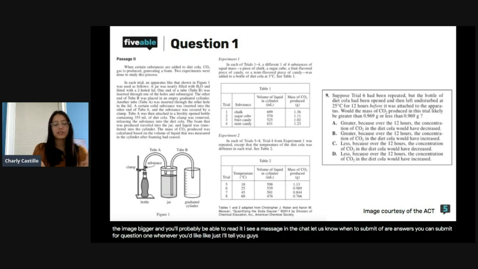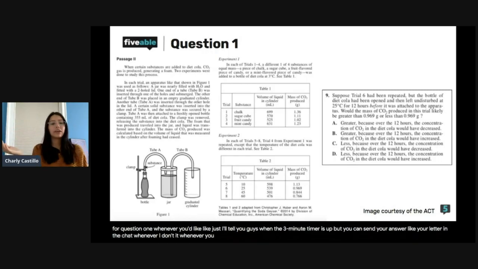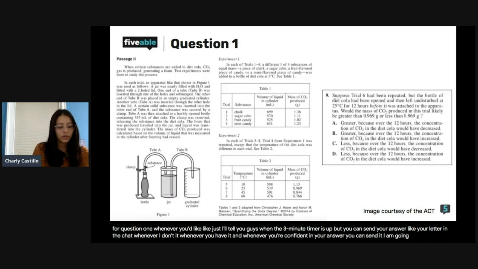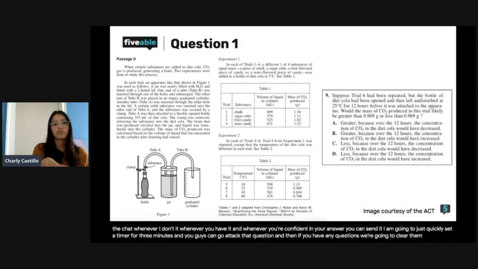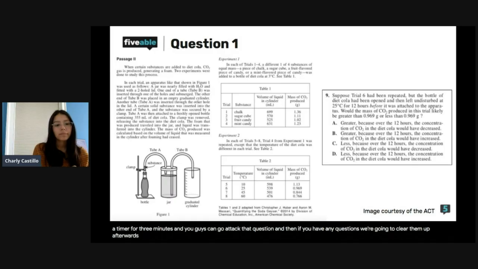I'll tell you guys when the 3-minute timer is up, but you can send your answer, like your letter, in the chat whenever you have it and whenever you're confident in your answer. I am going to quickly set a timer for 3 minutes, and you guys can go attack that question. And then if you have any questions, we're going to clear them up afterwards. Good luck.